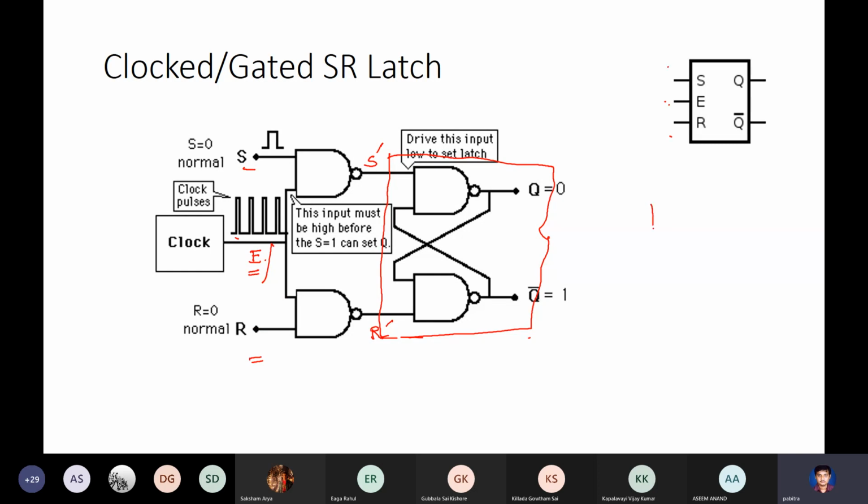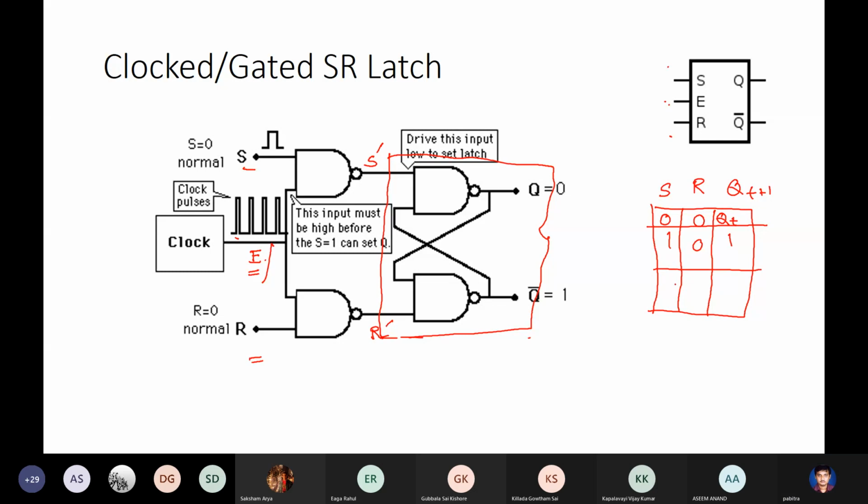What was the excitation table earlier? It was S, R, Q(t+1). So when S is 0 and R is 0, Q(t+1) is Q(t) itself. When S is 1 and R is 0, it is 1. When S is 0 and R is 1, it is 0. And this is invalid. This was the normal SR latch.